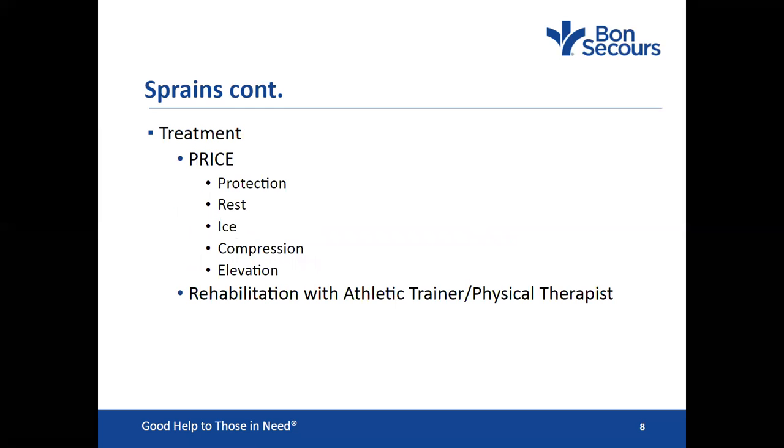Treatment for sprains includes using the PRICE acronym: protect the joint from further injury, rest, ice, compression with an ACE wrap or compression sleeve, and elevation. Also, incorporating a rehab plan with your athletic trainer or physical therapist as necessary.